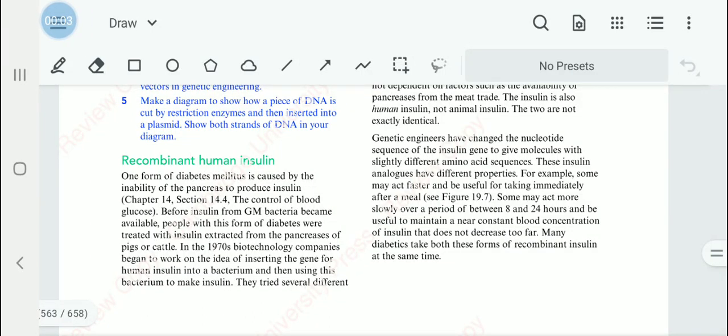Biology Chapter 19 Theory Video 5: Recombinant Human Insulin.